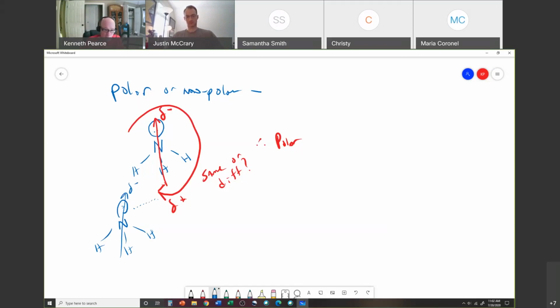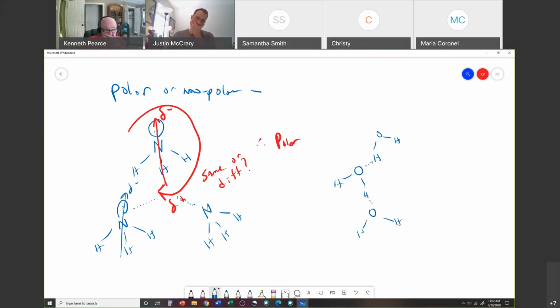Now these guys, if they're in solution, are going to be tumbling around. And these guys are going to actually be attracted to each other. So they're going to tend to line up like this. If you do the same thing with water, they will tend to want to line up head to tail like that. So there is a plus-minus attraction going on between these.